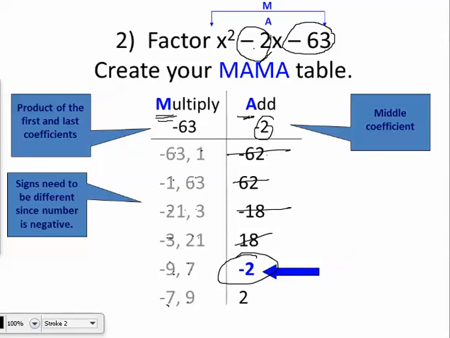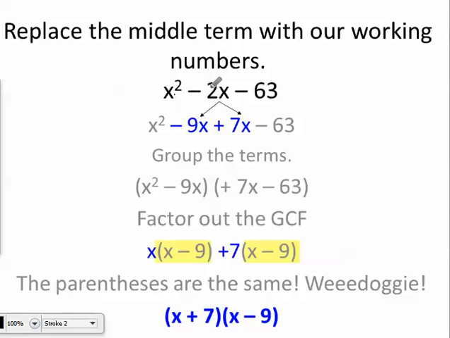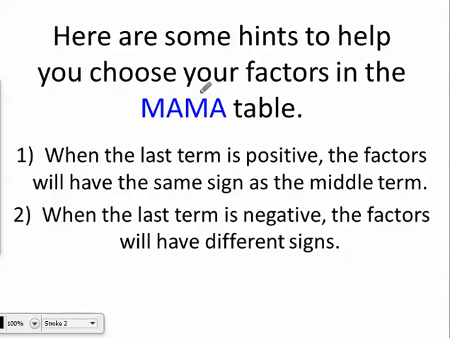-9 and 7. So I'm now going to break that equation down into x squared minus 9x plus 7x minus 63. And I'm going to see by grouping these two together, I can factor out an x. Grouping these two together, I'll be able to factor out a plus 7. Okay? Plus sign there, missing. So factoring out that plus 7, and I still got this x plus 9 as the common term. There's one term, there's the other term. Wee doggy, that was easy. It is an interesting way of doing it. Just some hints on the mama table.